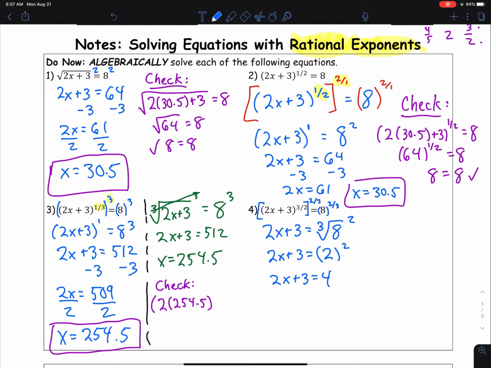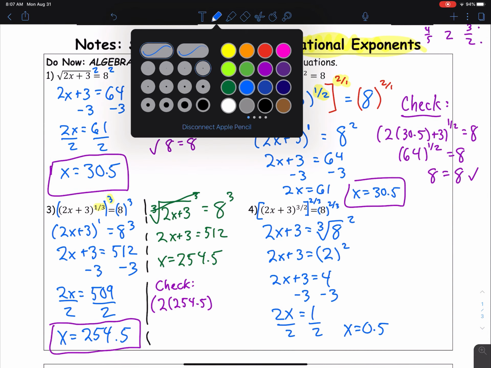And solve it from here, so subtract 3 on both sides. You get 2x is equal to 1. Divide by 2 on both sides. You get x is equal to 1/2, or you can write it as 0.5. Oh, I can't circle it yet because I didn't check. So let's check here.